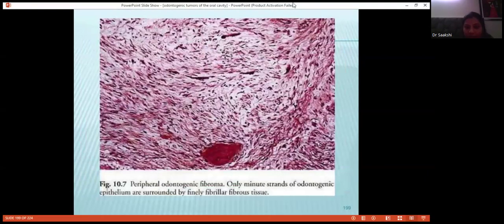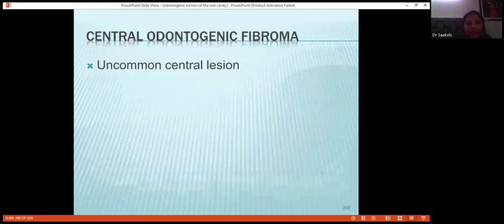You can see that there is a peripheral odontogenic fibroma. There are very small strands of odontogenic epithelium, which is surrounded by the finely fibrillar fibrous tissue. Now next is your central odontogenic fibroma.